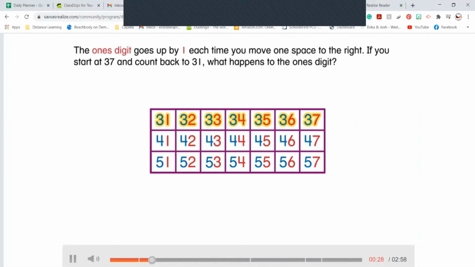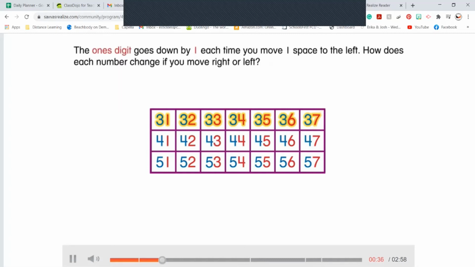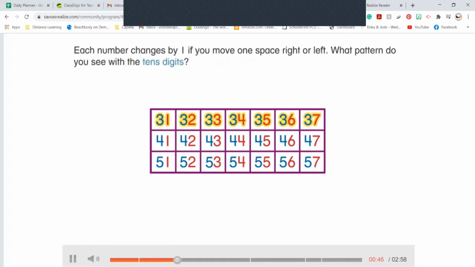If you start at 37 and count back to 31, what happens to the ones digit? The ones digit goes down by 1 each time you move one space to the left. How does each number change if you move right or left? It goes up or down. Each number changes by 1 if you move one space right or left.